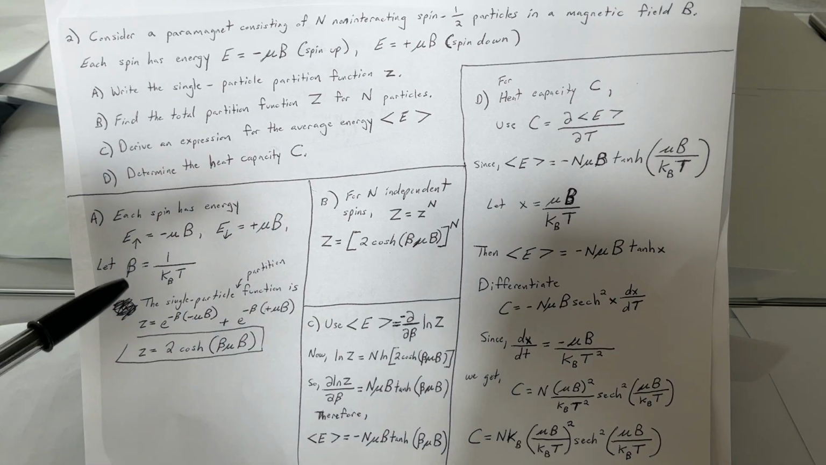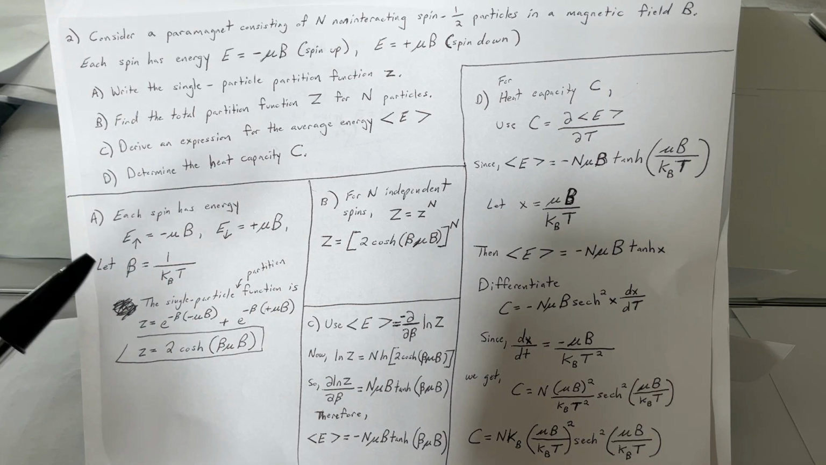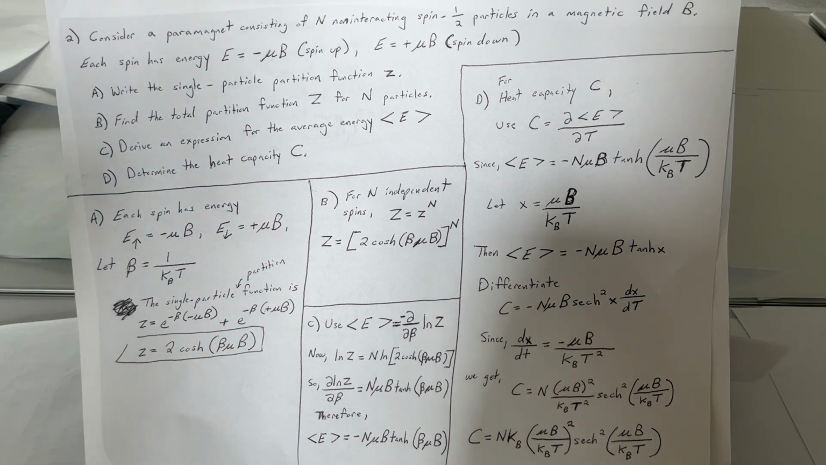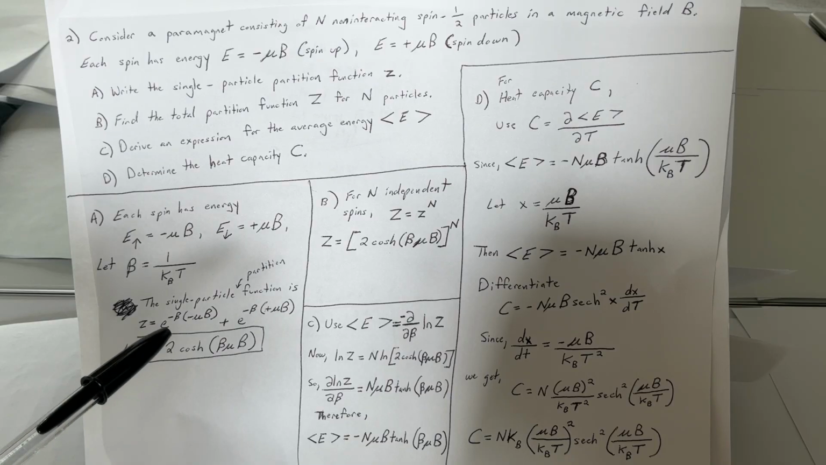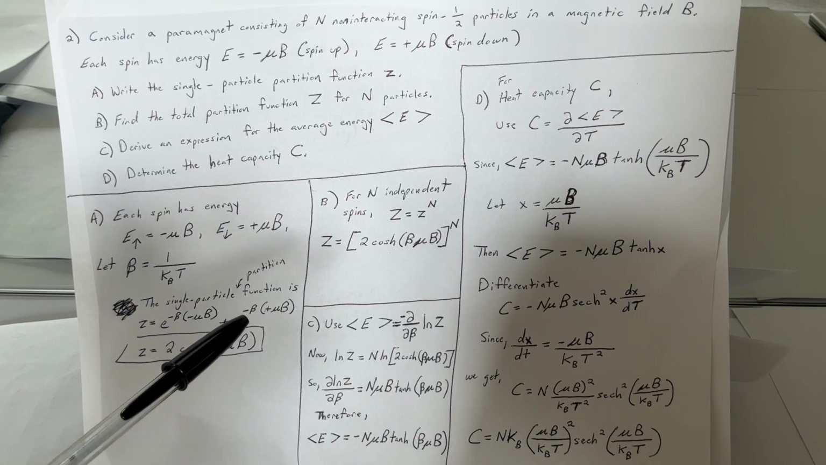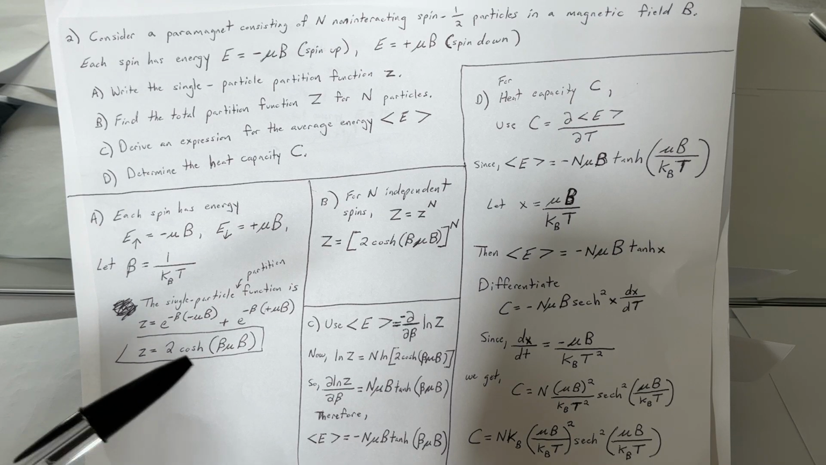What we're going to do is let beta equal 1 over k sub B T. And so we're going to have a beta and a B. The single particle, if you took the course, you know the difference between both. The single particle partition function is going to be as follows. z equals e to the negative beta times negative mu B plus e to the negative beta times positive mu B. And that's going to come out to z equals 2 hyperbolic cosine of beta mu B, that product.